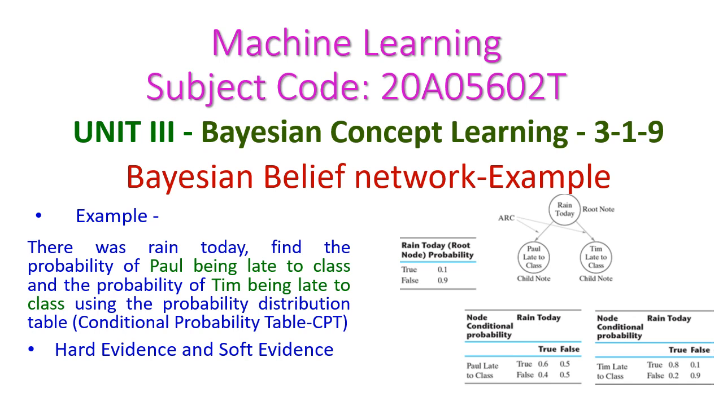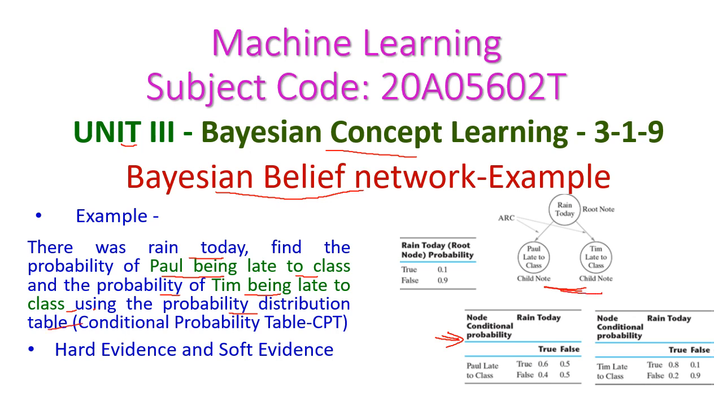In this machine learning class, we will see the example for Bayesian belief network from third unit, Bayesian concept learning. In this class, we try to understand the structure of Bayesian belief network and conditional probability table, and an example that there was rain today. Then we need to find the probability of Paul being late to the class and the probability of Tim being late to the class by using the values of conditional probability table.